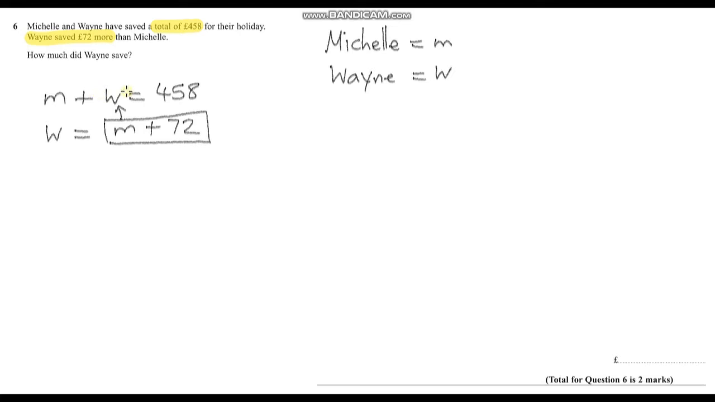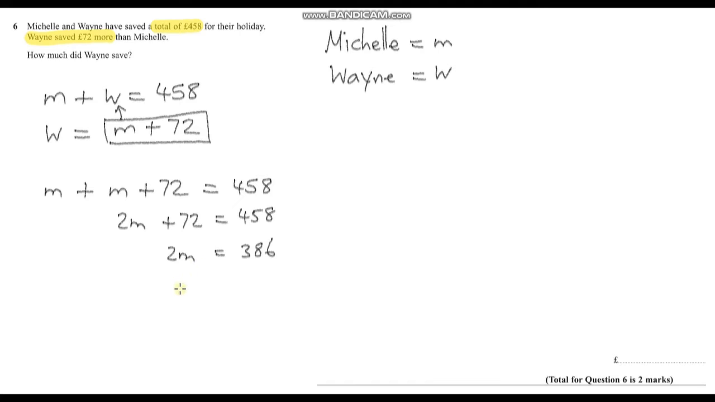So wherever we see a W, I can just replace this W with M plus 72. So I'm just going to rewrite this first equation. So we've got M plus W. Well, we know that W is M plus 72. And we know that equals 458. And now we can just solve this equation. So if we simplify, we get 2M plus 72 is equal to 458. Now if we subtract 72 from both sides, we get 2M is equal to, let's just get the calculator out, 458 minus 72, which is 386. And now if I divide both sides by 2, I get M is equal to 193.